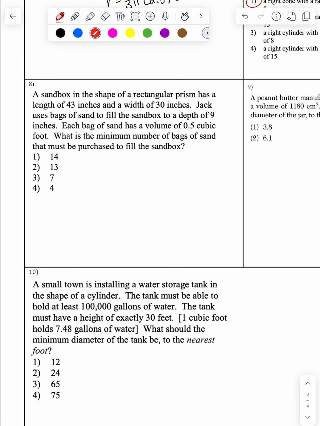Here, this one was tricky because if you take a look, the rectangular prism sandbox dimensions are given in inches. But if you keep reading, the bags of sand have a volume of 0.5 cubic feet. So we do need to convert from inches to feet, else we won't be able to figure out how many bags of sand that we need. Also, keep in mind that the depth is the same thing as the height. I'm going to put that in parentheses.